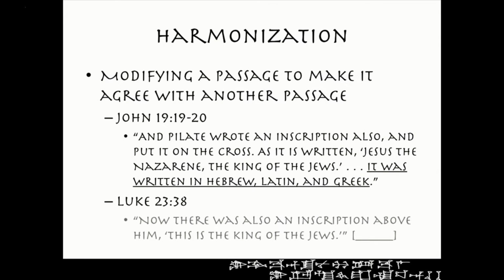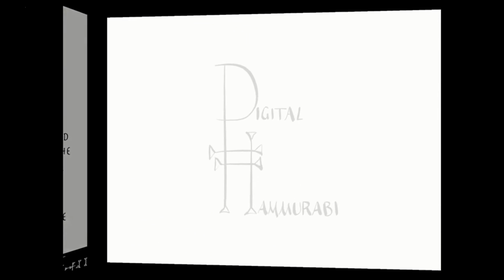Well, in Luke 23, some manuscripts, following the sentence, "Now there was also an inscription above him, this is the King of the Jews," insert this underlined phrase, "It was written in Hebrew, Latin, and Greek." This is taking two passages that are accounts of the same incident and trying to harmonize them. This sort of thing happens when the scribe perhaps knows of another text that reads a similar way and tries to bring that information in to make the texts stand in harmony with one another. So these are intentional changes.